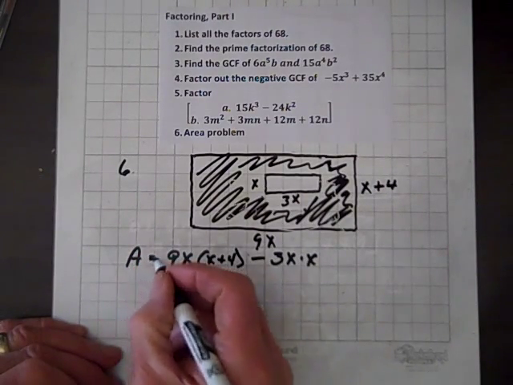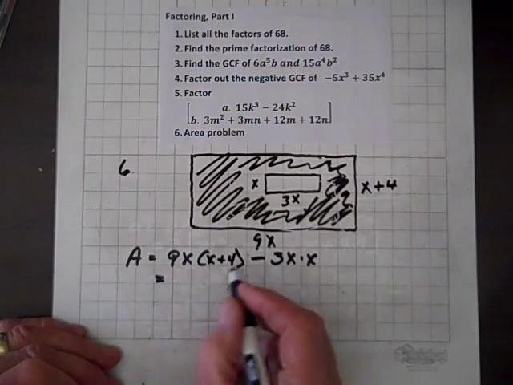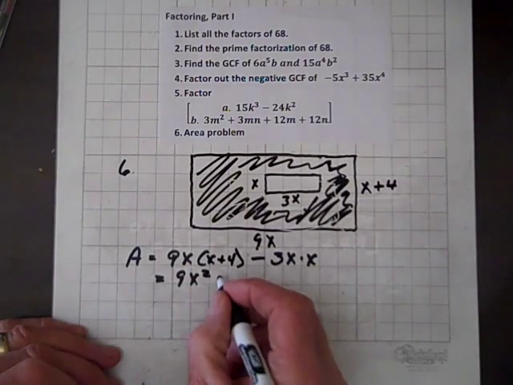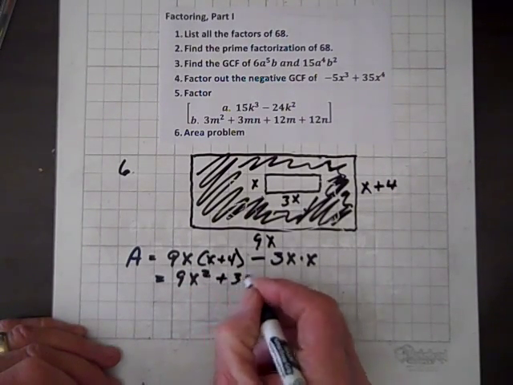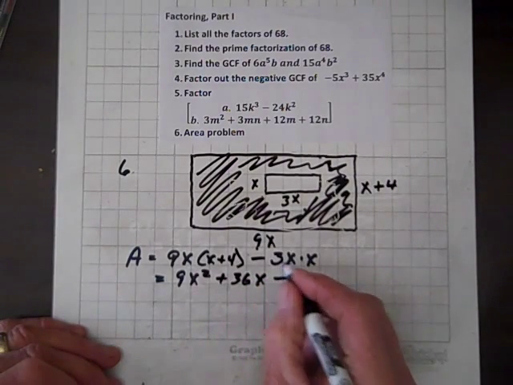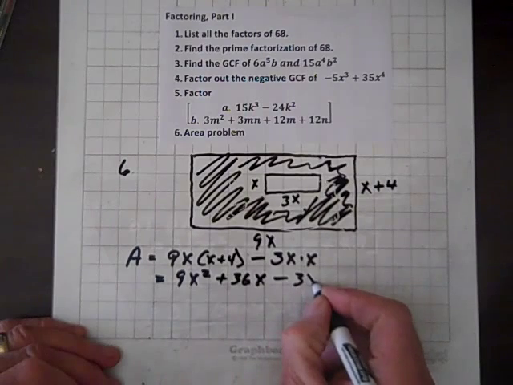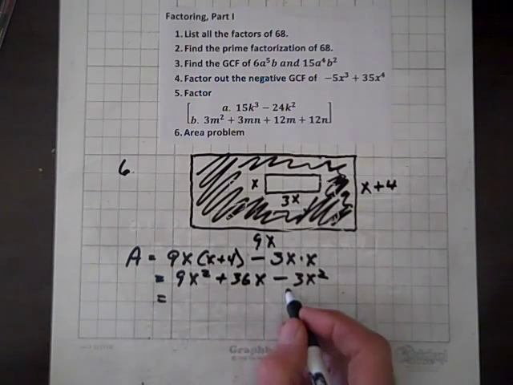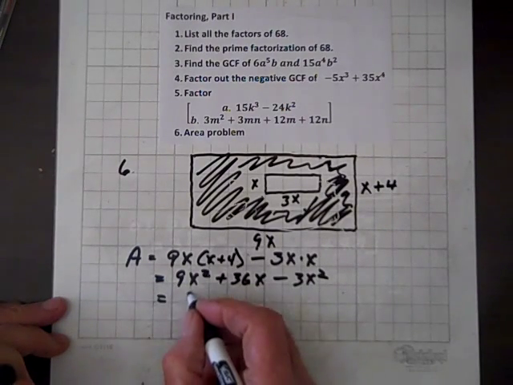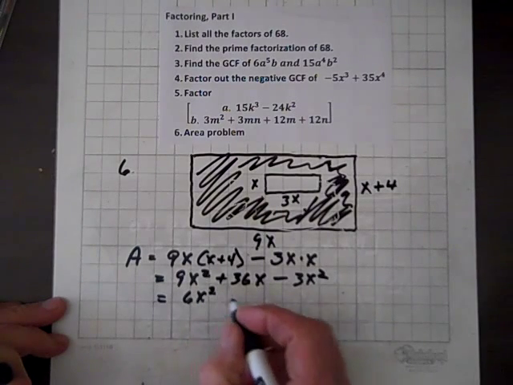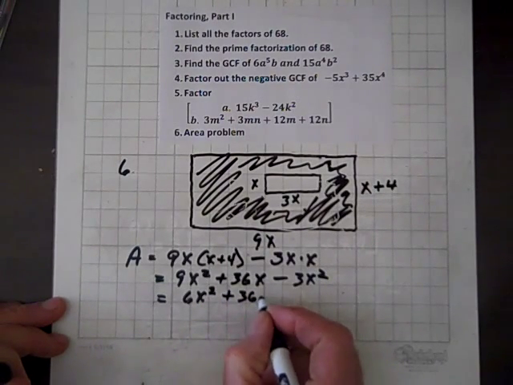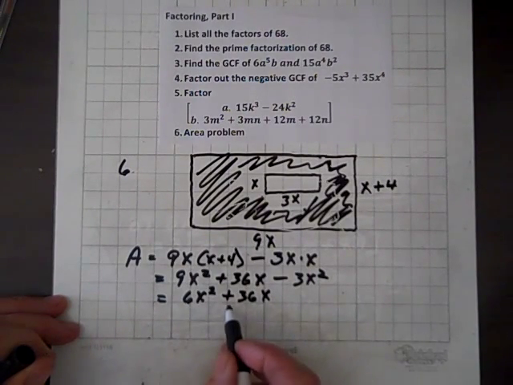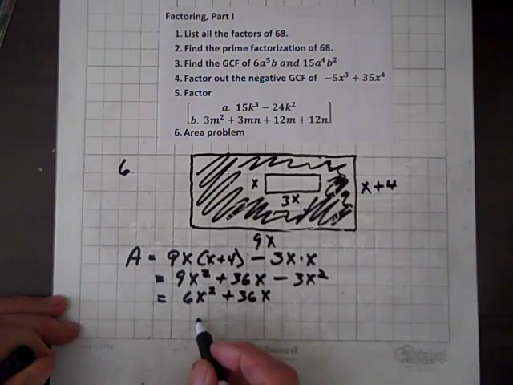And there's our area. And that equals, multiplying through by 9x, we get 9x squared plus 4 times 9 is 36x minus, and 3x times x is 3x squared. Now, combining like terms, we have 9x squared minus 3x squared, which will give us 6x squared plus 36x. Now, as you well know, we can factor a 6 out of each of these terms and an x out of each of these terms.